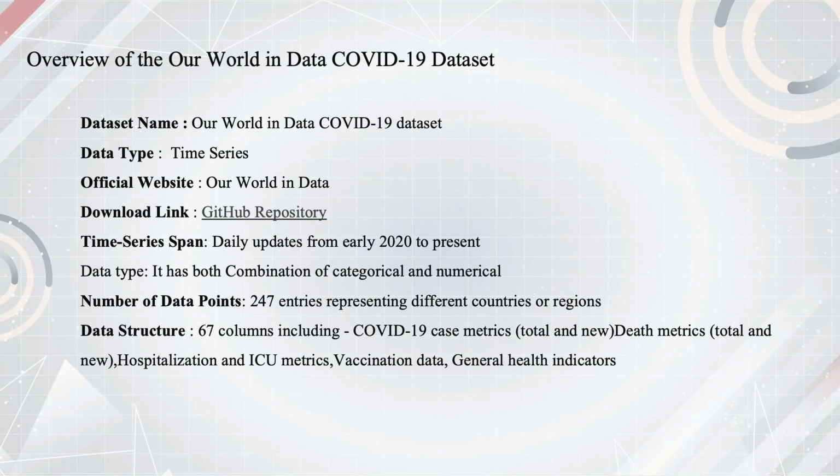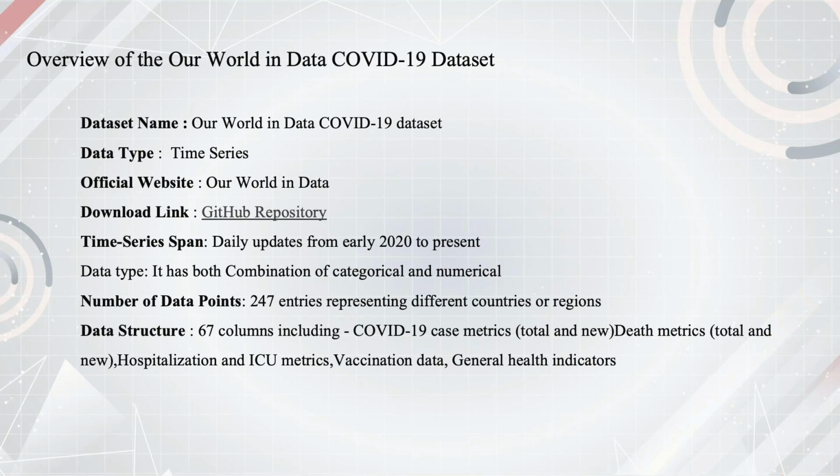So in our second slide we are going to talk about the topic of time series data. Here I chose the COVID-19 dataset. The data type of the COVID-19 data is time series. The official source is Our World in Data, and for the downloadable link, you can use the GitHub repository or even the website. The time series span is daily updates from early 2020 to present, and the data type is a combination of categorical and numerical. As for the number of data points, it has 247 entries representing different countries or regions.